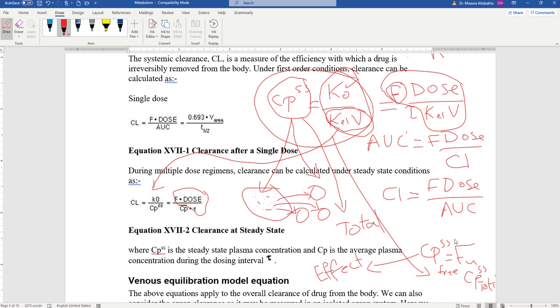I hope you understood this topic so far, because later on we will start talking about اللي هو clearance of the drug by hepatic metabolism. يعني we are going to consider that the only way to remove the drug is not excretion, but by hepatic clearance. Thank you, and wait for the next part.